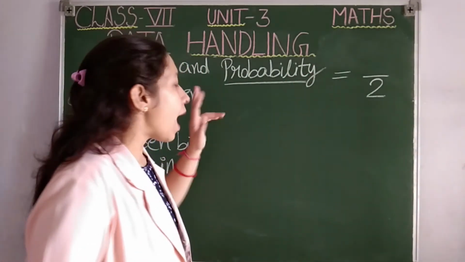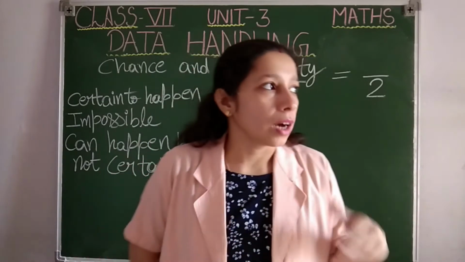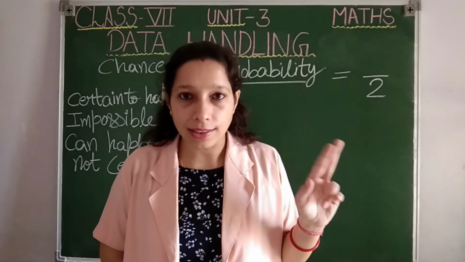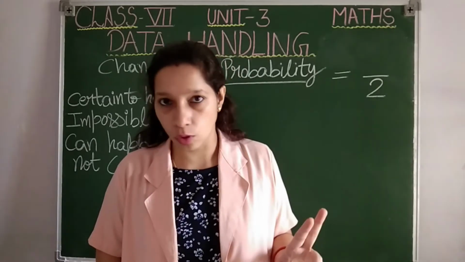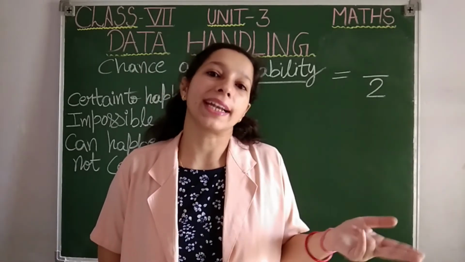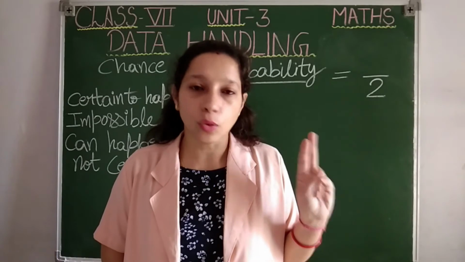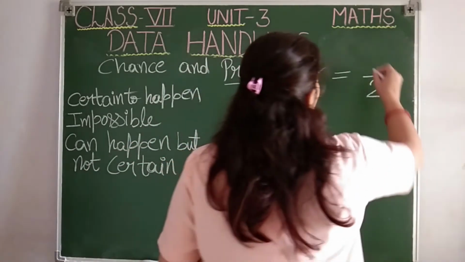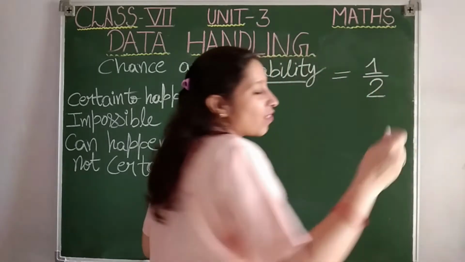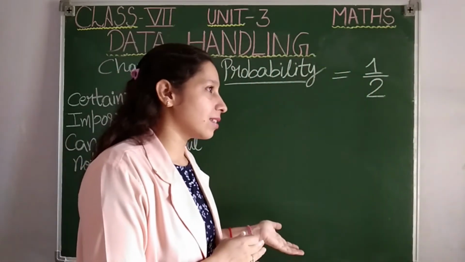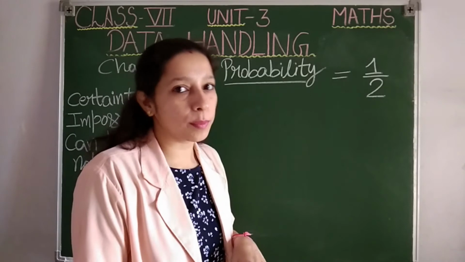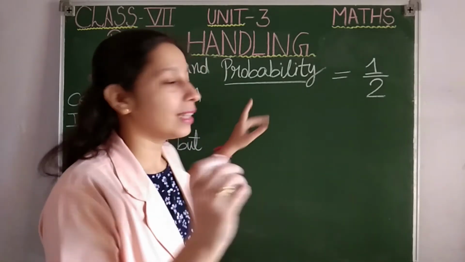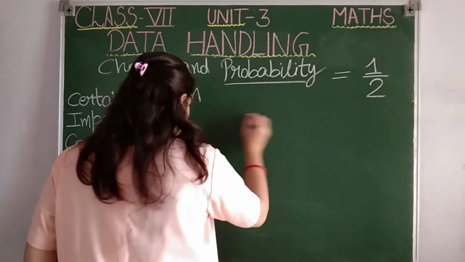Now I want to ask, what is the chance of getting rain? There are 2 chances, either rain or no rain. So what is the chance of getting rain? Only 1 chance. 2 chances, 1 rain, the second one no rain. So I can show here 1 by 2. Half chances it may rain, half chances it may not rain. It can be a sunny day. So students, this is probability. There is a formula for probability. Let me write the formula.